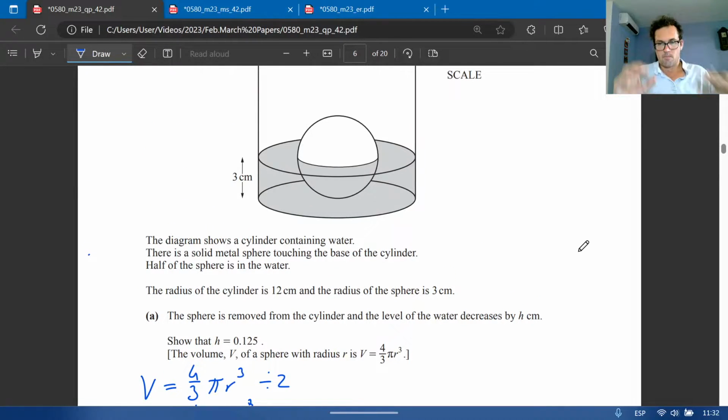Now, when we remove it, the water level drops. So we need to imagine that volume of the hemisphere as a cylinder.